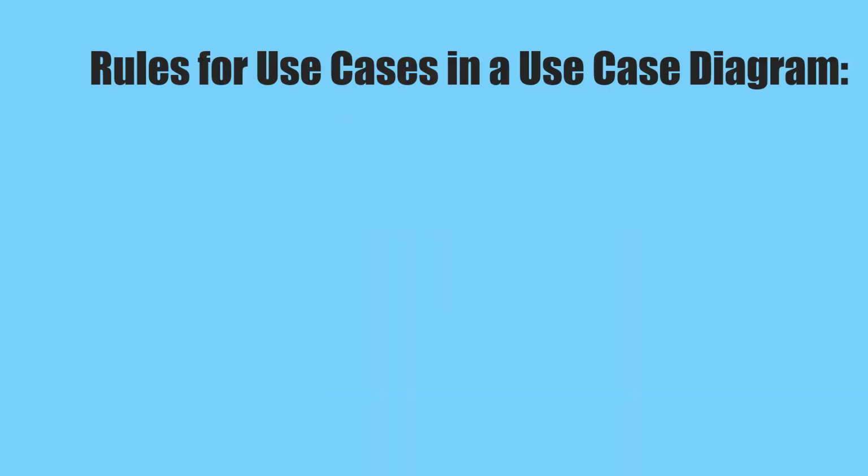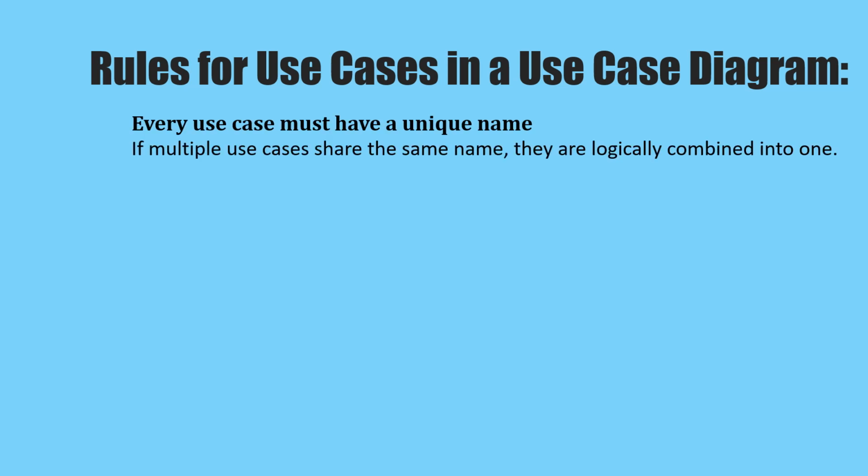Rules for use cases in a use case diagram. Every use case must have a unique name in the diagram to maintain clarity and prevent confusion. If multiple use cases share the same name, they are logically combined into one. For example, in a hospital management system, if there are multiple use cases named admit patient, they are merged into one to avoid redundancy.